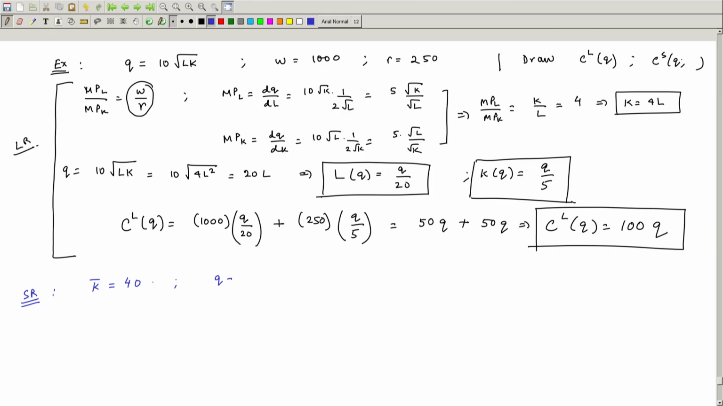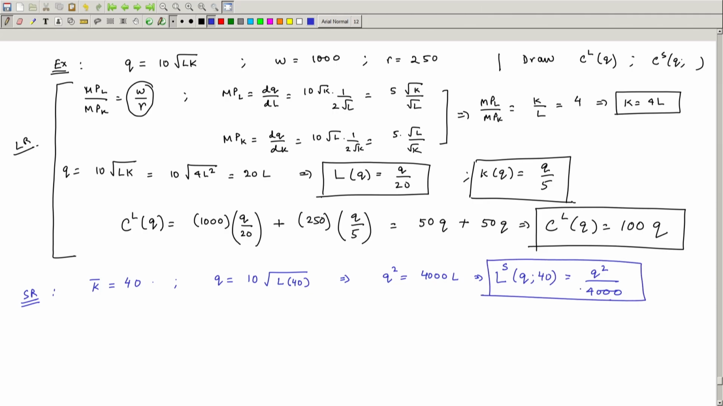function. So, I know Q is equal to 10 times square root of L times K, but K is now going to be 40. So, this means that Q square equals 100 times L times 40. So, that is going to be 4000 L, which means that the optimal amount of L in the short run given that K bar equals 40 is going to be equal to Q square upon 4000. So, this is my optimal L.